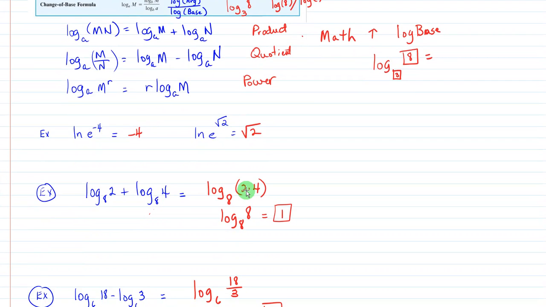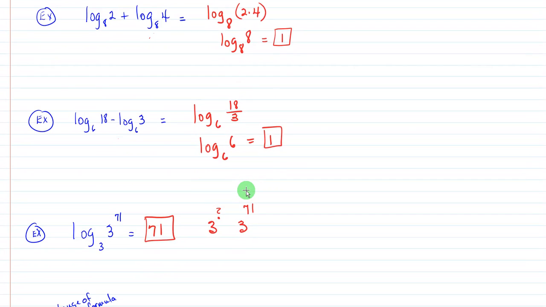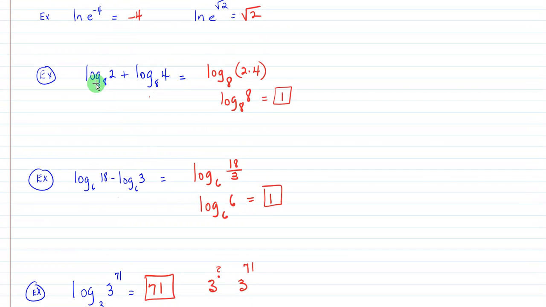So let's look at how these properties work. We've got several examples here. Log base 8 of 2 plus log base 8 of 4, you're supposed to evaluate that, write it as a single log, and then if you can, evaluate. So that's an addition, so it becomes a product. Log base 8 of 2 times 4. Log base 8 of 8.